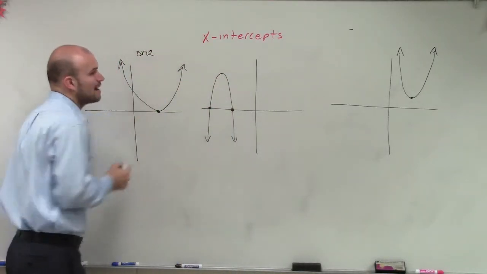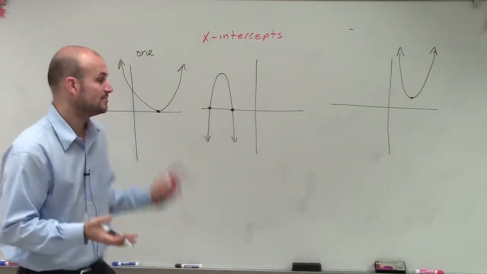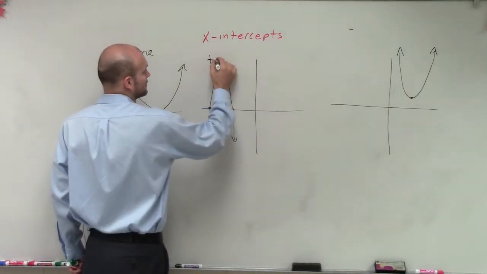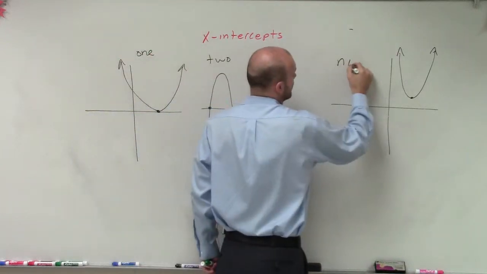So again, when you're graphing a quadratic, you need to understand that there could be 1 x-intercept, 2, or none.